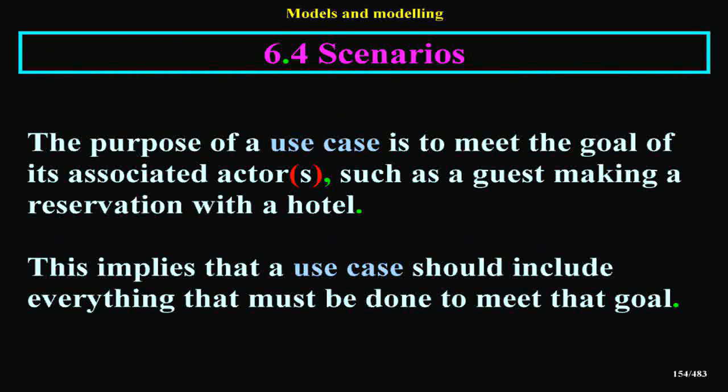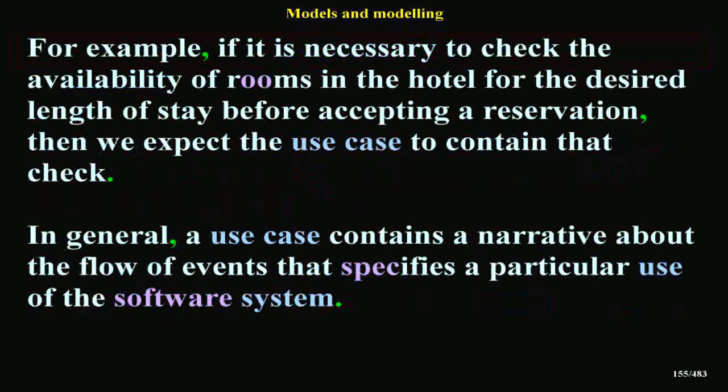6.4 Scenarios. The purpose of a use case is to meet the goal of its associated actors, such as a guest making a reservation with a hotel. This implies that a use case should include everything that must be done to meet that goal. For example, if it is necessary to check the availability of rooms in the hotel for the desired length of stay before accepting a reservation, then we expect the use case to contain that check.